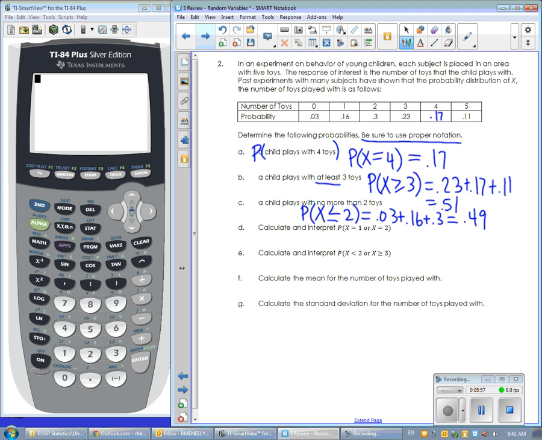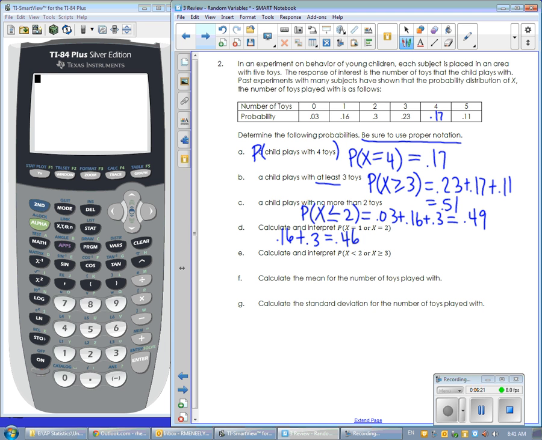And then in part D, it says to calculate and interpret. And so we're looking for the probability that x equals 1 or x equals 2. So that's going to be 0.16 plus 0.3, which is going to give us 46%. And so basically we're saying that there's a probability of 46% that a child plays with either 1 or 2 toys.